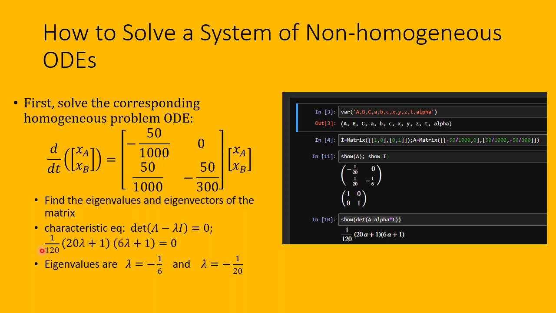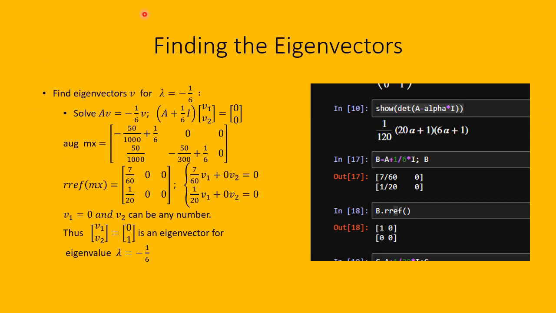And the characteristic equation is the determinant of A minus lambda I equals 0. And so this is what we have to solve. Well, that's easy to solve. Setting this first factor equal to 0, we get lambda is minus 1/20th. Setting the second factor equal to 0 gives us that lambda equals minus 1/6. So with a little bit of assist from Sage Math, we were able to solve at least this part of the problem pretty easily. We found the eigenvalues. Now let's find the eigenvectors of A.